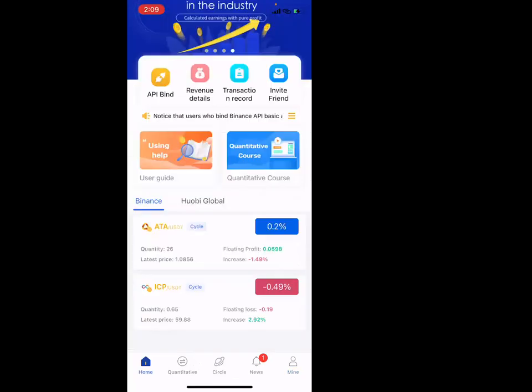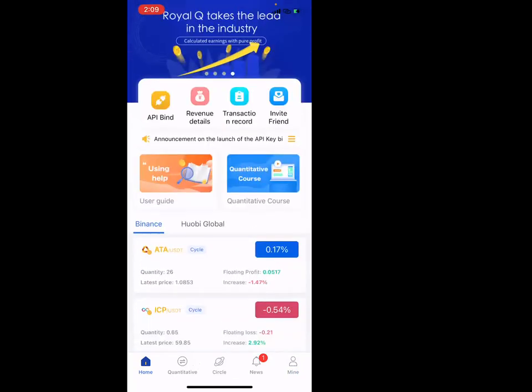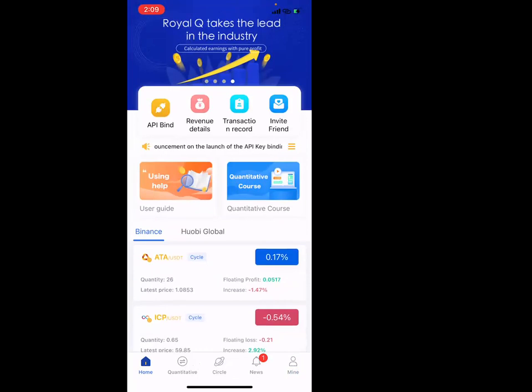So that's the RYUQ app here. I believe this is the view quite a lot of us have. This is the home page. This is the first thing you will see. This is the first page you will get to see in your RYUQ app.